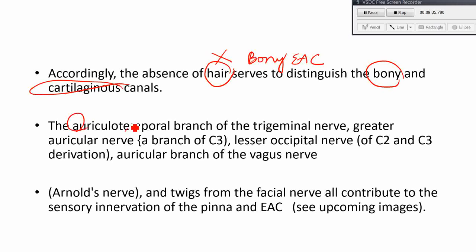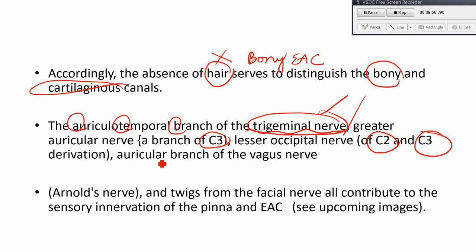The auriculotemporal branch of the trigeminal nerve. So trigeminal nerve, ophthalmic, maxillary, mandibular division. The mandibular division gives the auriculotemporal branch of the trigeminal nerve, number one; the greater auricular branch of C3 and lesser occipital branch of C2 and C3; and the auricular branch of vagus, Arnold's nerve. So one is auriculotemporal nerve, number two is greater auricular nerve, number three is auricular branch of vagus. All these supply the external auditory canal.